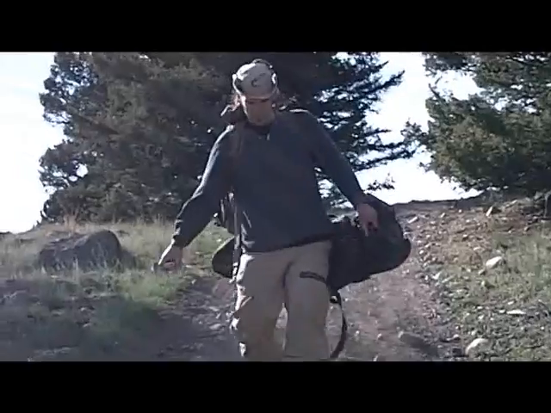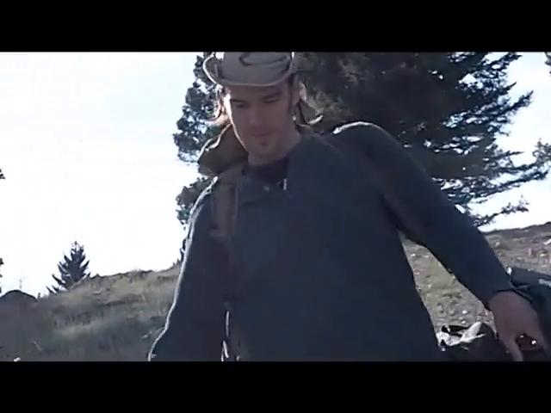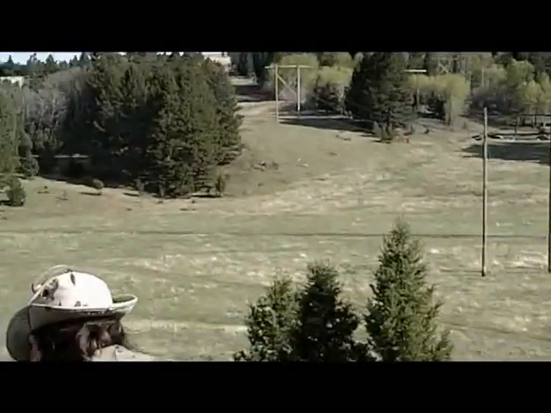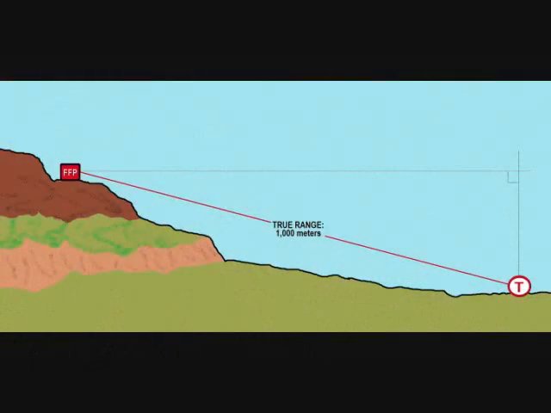For angled shots, like if you're operating in mountainous or hilly terrain where your target's going to be at a different elevation than you are, you're going to have to consider two different ranges. Here's a picture of a shooter at an elevated position up on a hill, and down in a valley we have a target. So there are two different elevations.